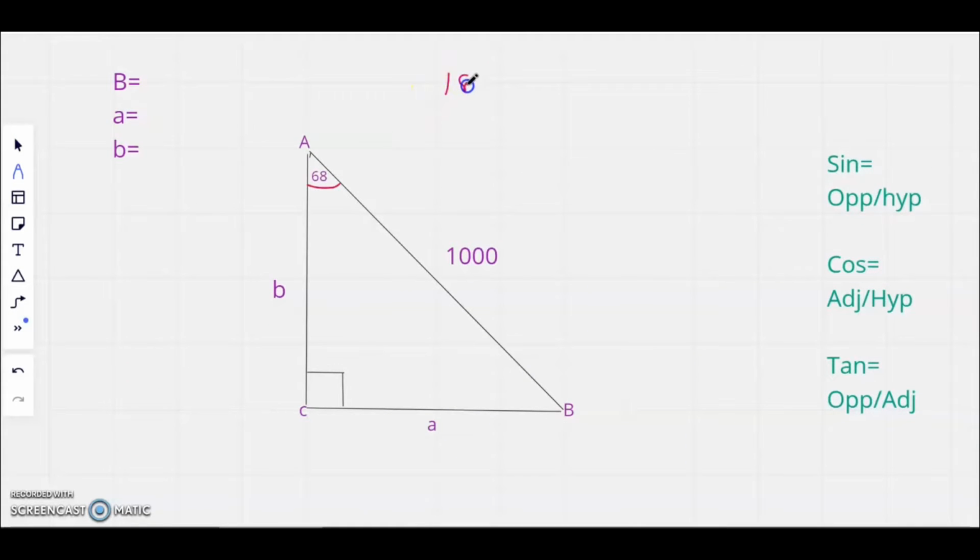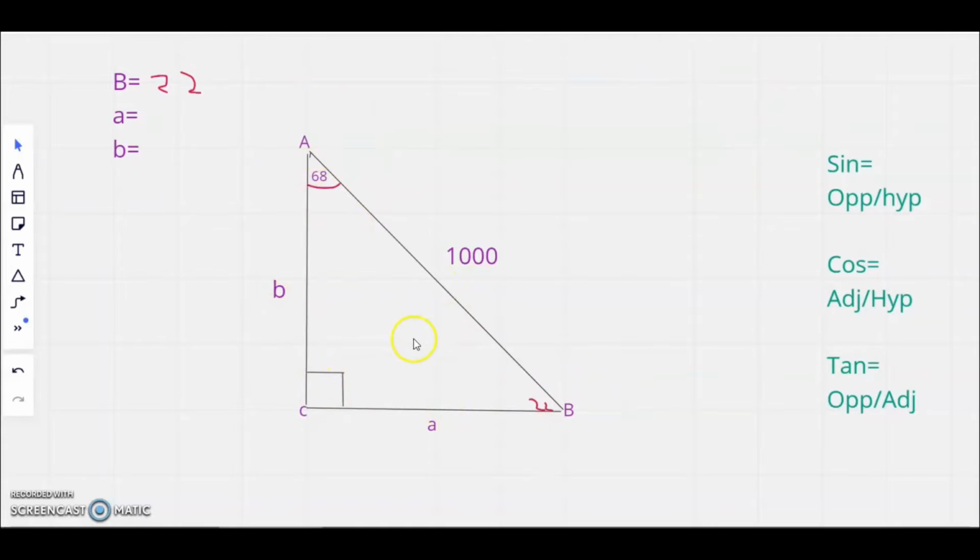Then write 180 minus 90 minus 68 equals 22. So 22 is our angle B. Now that we have that, we have all the angles on A, B, and C.